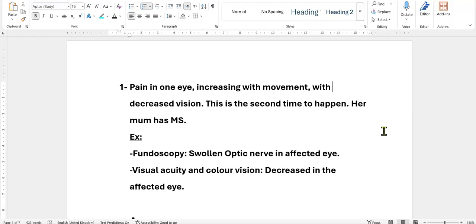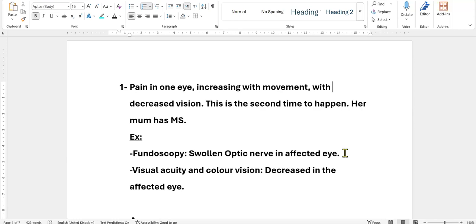When I examined you, I found that there is decreased vision, or the visual acuity in your right eye is affected. Okay. And when I examined your eye by this specific instrument called fundoscopy, we found some findings. All of these are suggestive of what's called optic neuritis. So you summarize or recap the symptoms that she has with the examination findings. All of these are suggestive of the disease or the condition.